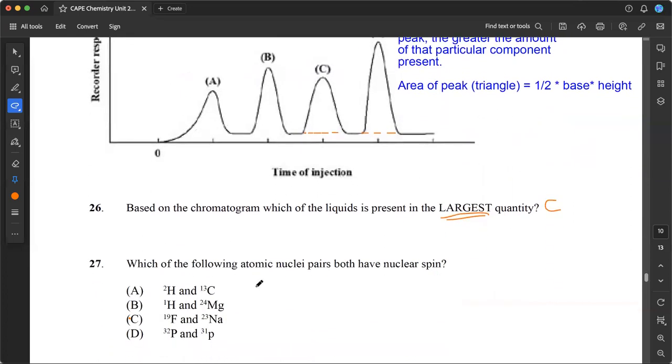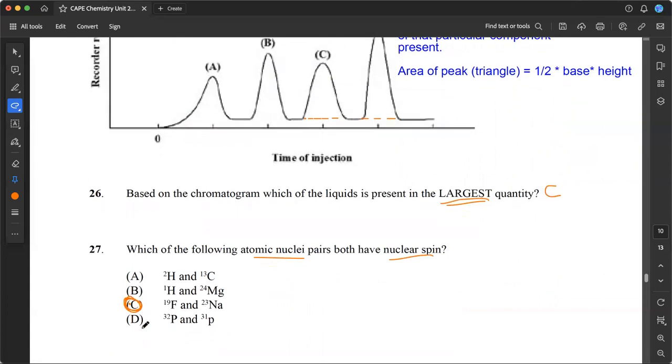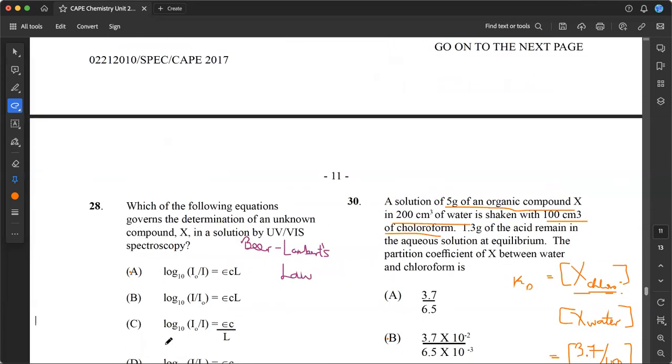So 27 is about atomic nuclei pairs, and which of them both have a nuclear spin, and our answer here is C. I don't think that this has carried over to the new syllabus. This is from NMR spectroscopy, which we don't cover in today's CAPE Chemistry Unit 2. But the answer would be C, okay, for 27. Okay, so we're moving along to 28 now.